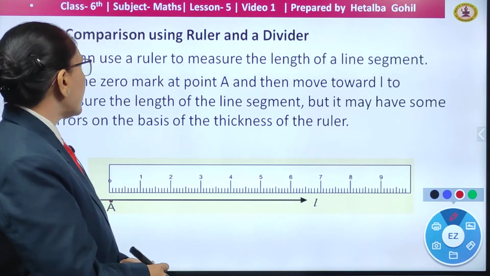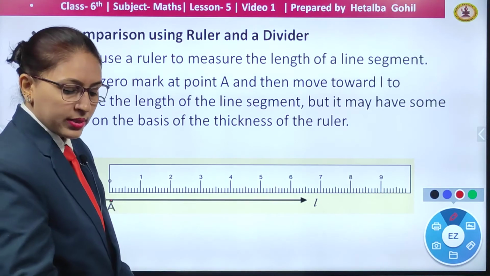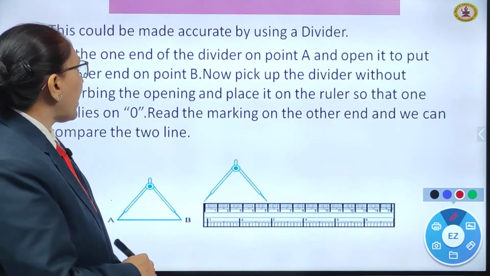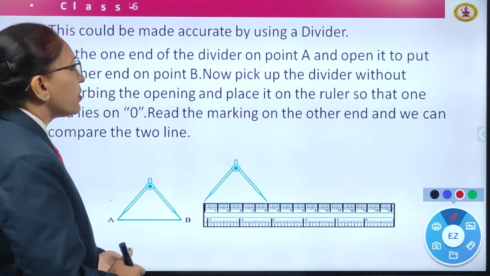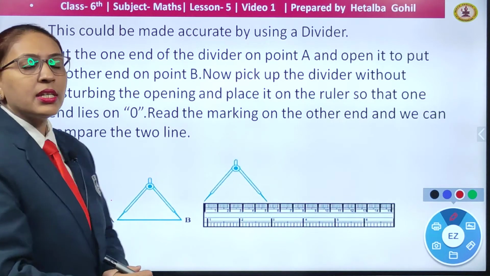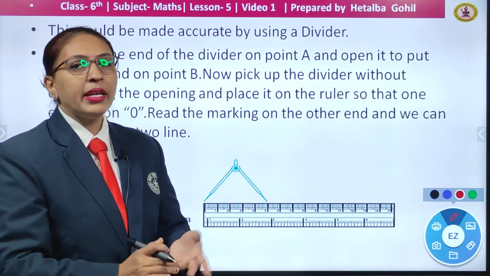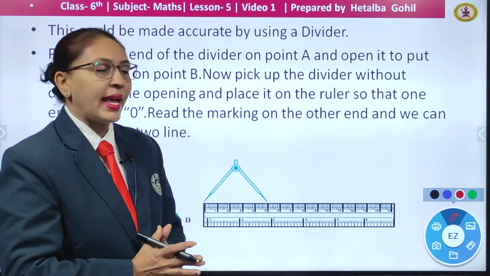So the ruler, usually this is the most common way we use in the schools, right? But one more method we have here. This could be made accurate by using a divider also. Children, you all have this in your compass box, right? But we never use it. But this is the most accurate way of measuring the line segment.